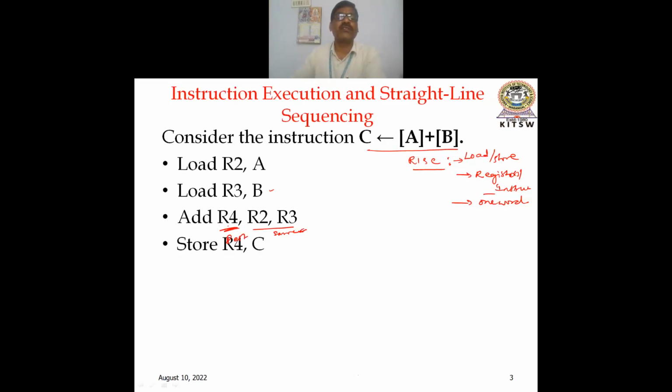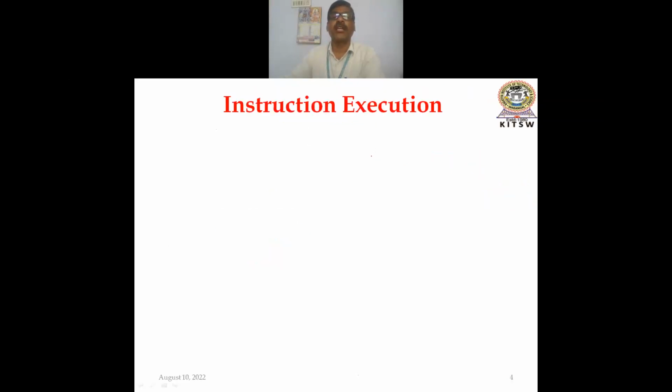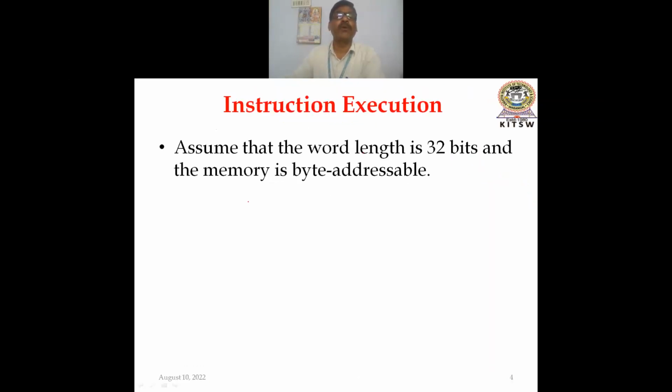Then, after the R4 value is available, the summation of R2 and R3, we store this R4 value into C. So the processor register value is written into the memory operand C. These are the four instructions we write in RISC format to perform this operation. Now, how is this program going to be executed? That is how the instruction execution will proceed.